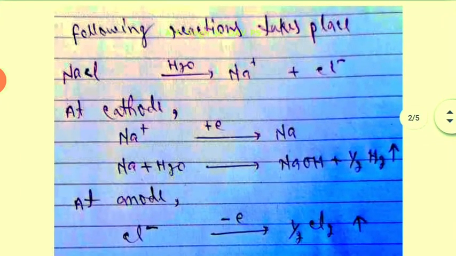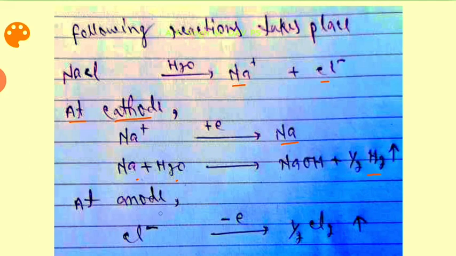What happens in the reaction? At first, sodium chloride in water dissociates as Na+ and Cl-. As it is a strong salt, it dissociates completely into its ions. At the cathode, what happens? Sodium ion gains an electron and converts into sodium. At the same time, sodium reacts with water and forms sodium hydroxide and hydrogen gas. Hydrogen gas evolves and sodium hydroxide remains in the solution.